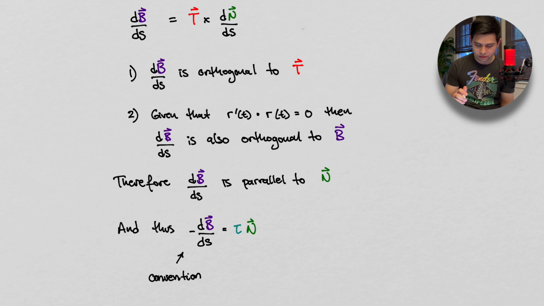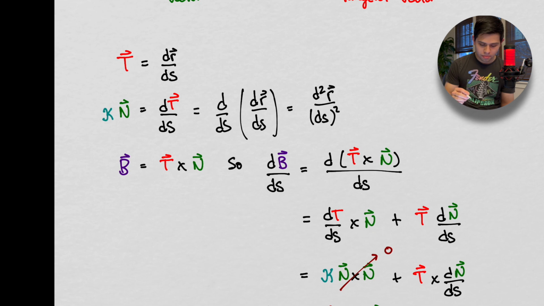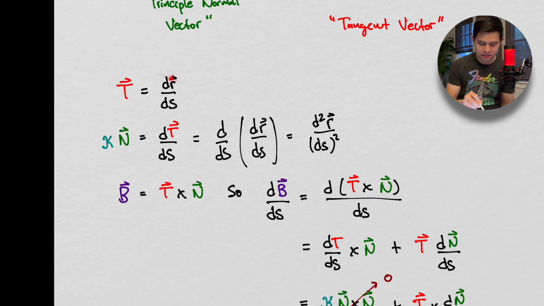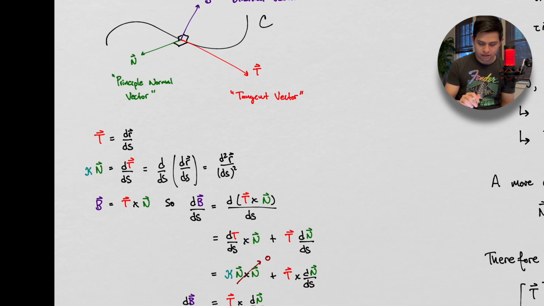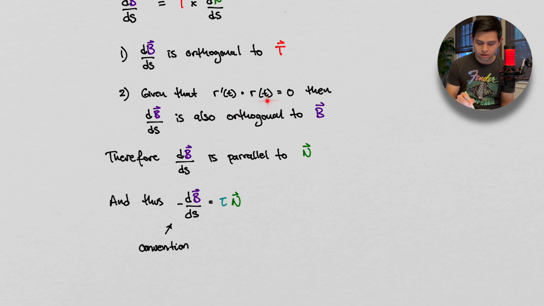And I also want to mention really quick why this holds. If we look up here, we have T as dr/ds, and then N is the derivative of T. They're orthogonal, right? So the derivative of some vector is going to be orthogonal to that vector. So that's this proposition of orthogonality, or that's this proposition right here.